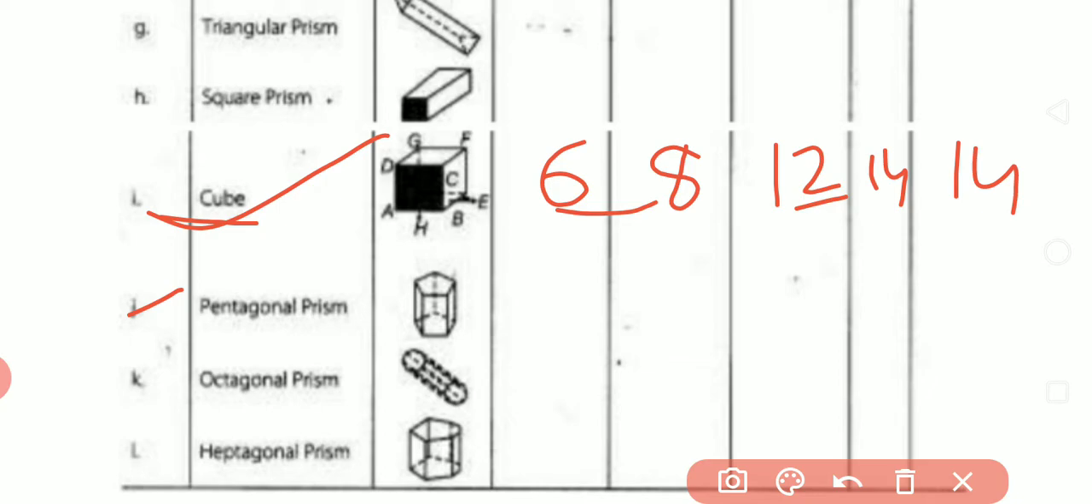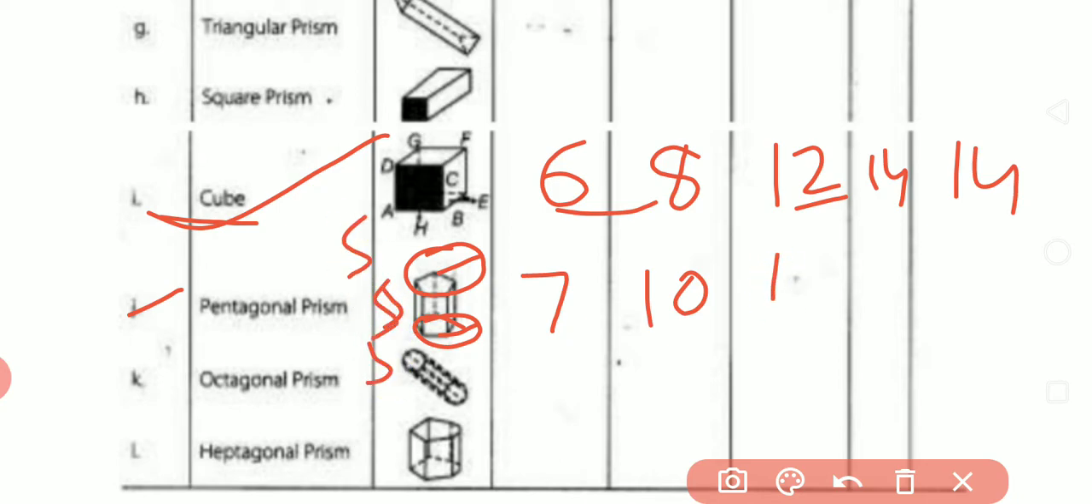Pentagonal prism. A pentagonal prism has one pentagon at the top, one pentagon at the bottom, 2 faces, and 5 side faces. 5 plus 2 is 7 faces. How many vertices does it have? 5 vertices at the top, 5 at the bottom, so 10 vertices. How many edges will it have? 5 at the top, 5 at the bottom, and 5 at the sides, so 15.